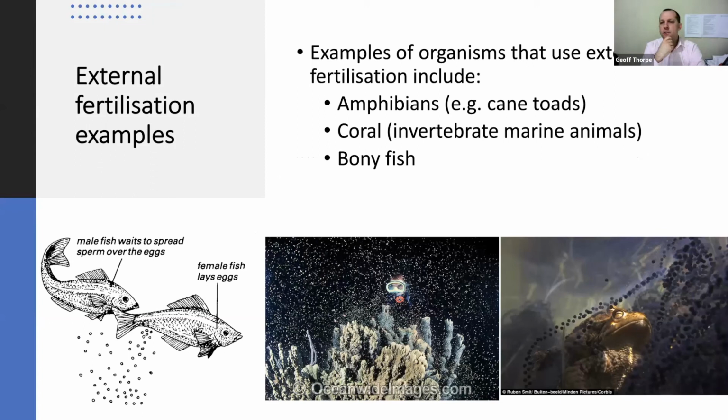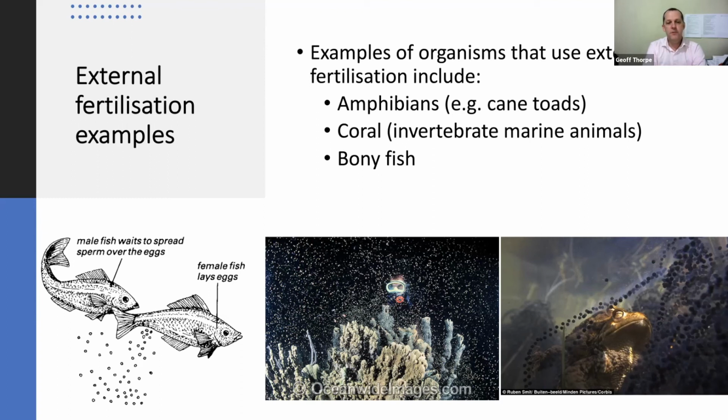Examples of organisms that use external fertilization usually include something involved in water. So we've got amphibians, for example cane toads, coral, bony fish. All of these organisms will be doing their fertilization in water. They don't need to worry about it drying out, so it makes sense for them to be able to do it externally. And it works a bit differently for all of them.